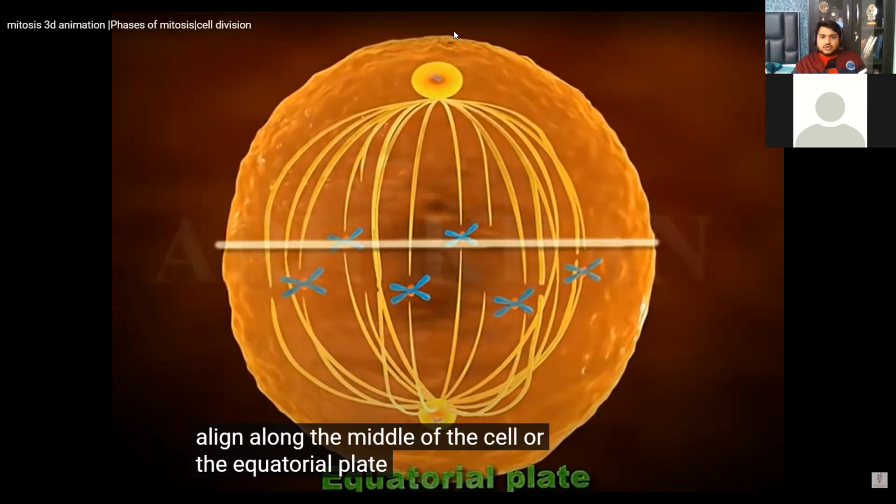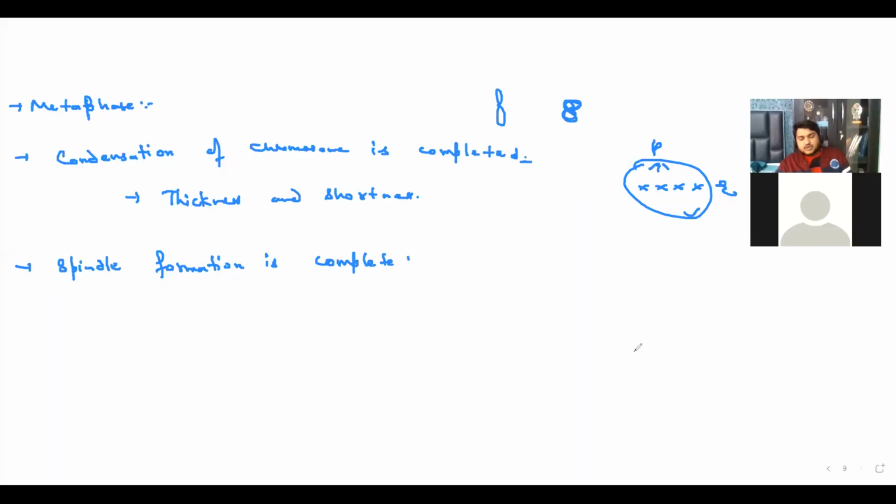You can see spindle fibers are attached with the chromosomes, right? And they are arranged at the equator, and the spindle fibers come from the pole. Spindle fiber formation is complete and you will find the chromosome at the equator. Yes, exactly. So they are going to attach with which part?